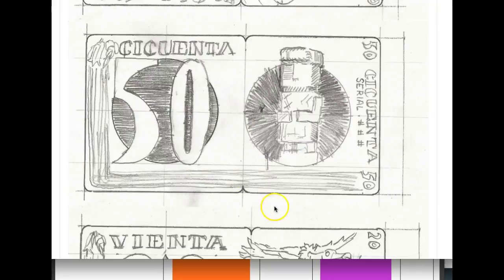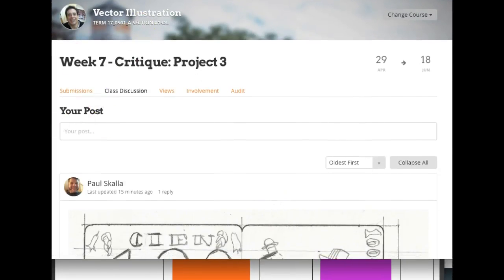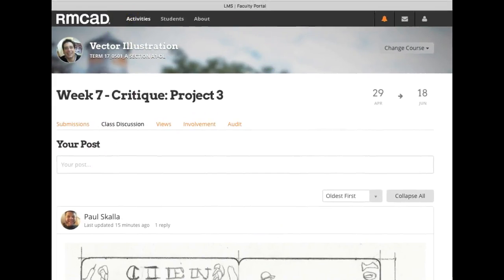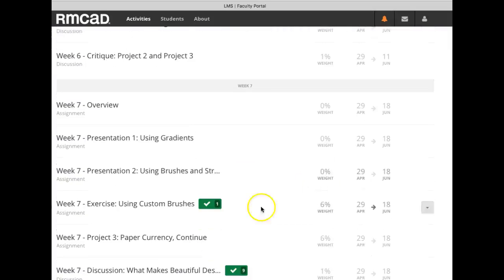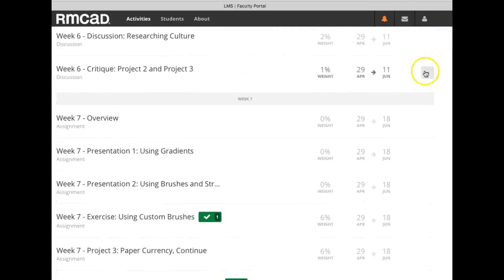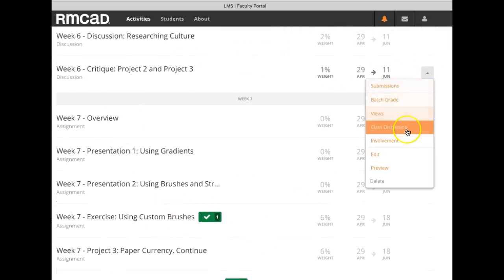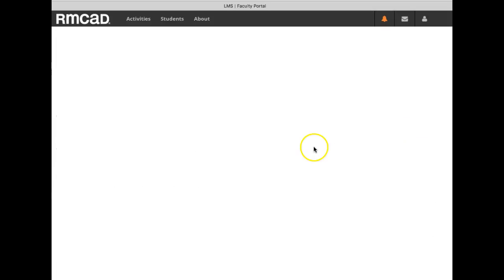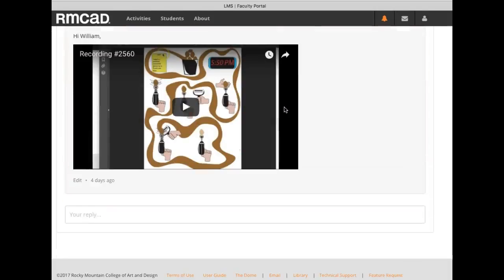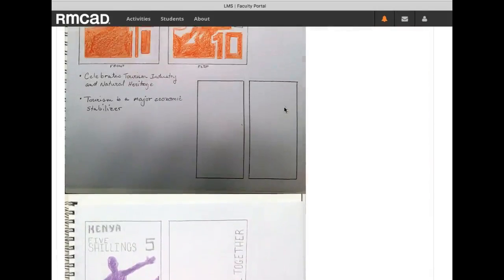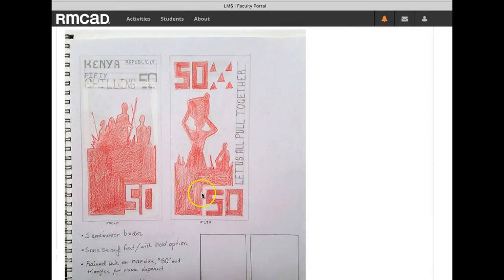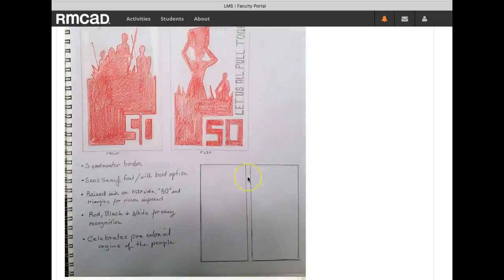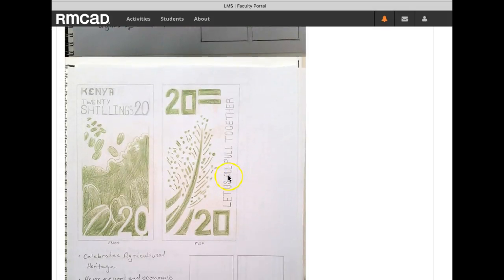Now, last week you had those sketches. Let's just jump over there real quick. I believe it was in the week 6 critique, and if I remember correctly, yes, it was down towards the bottom. And here they are. Basically, what I would like to see is these sketched out to their final logical end.